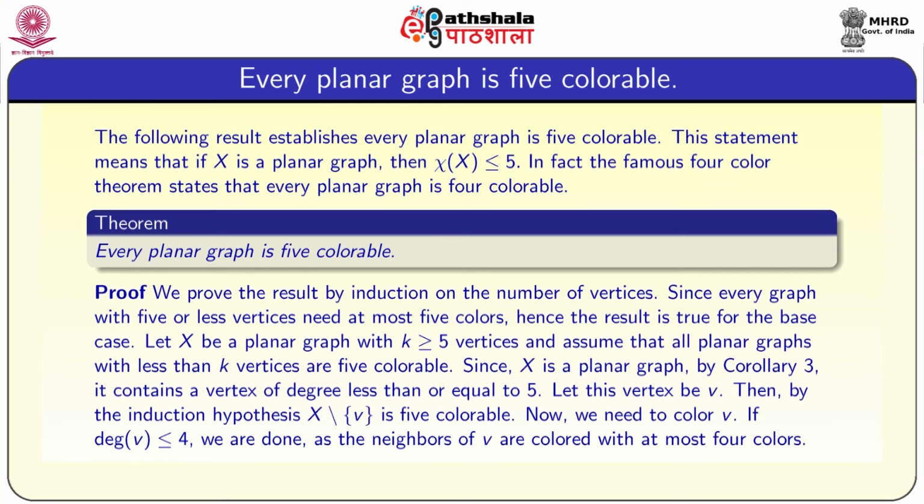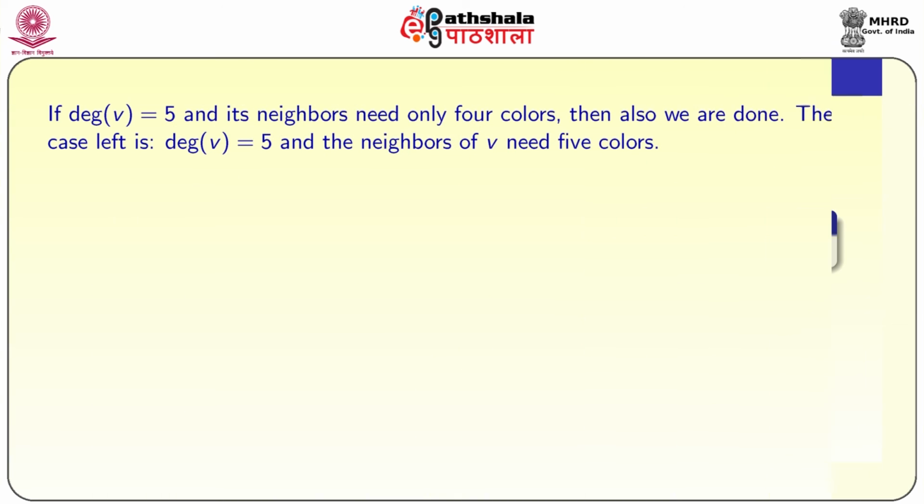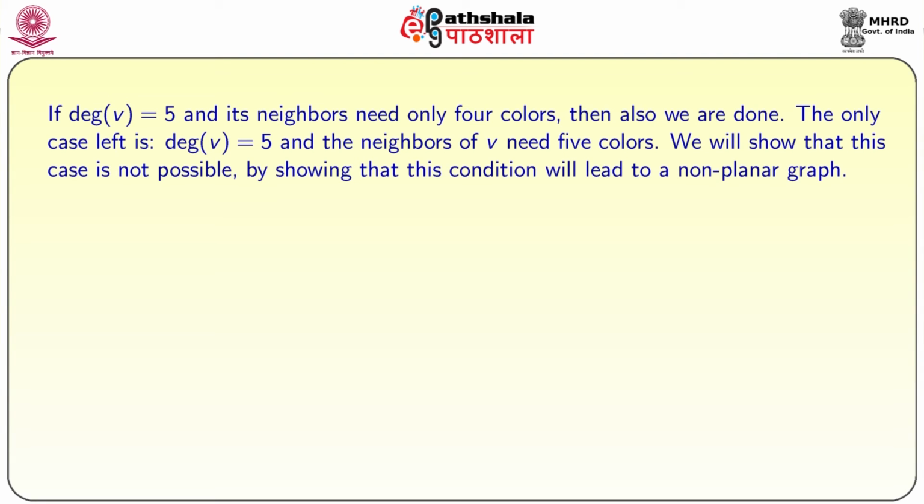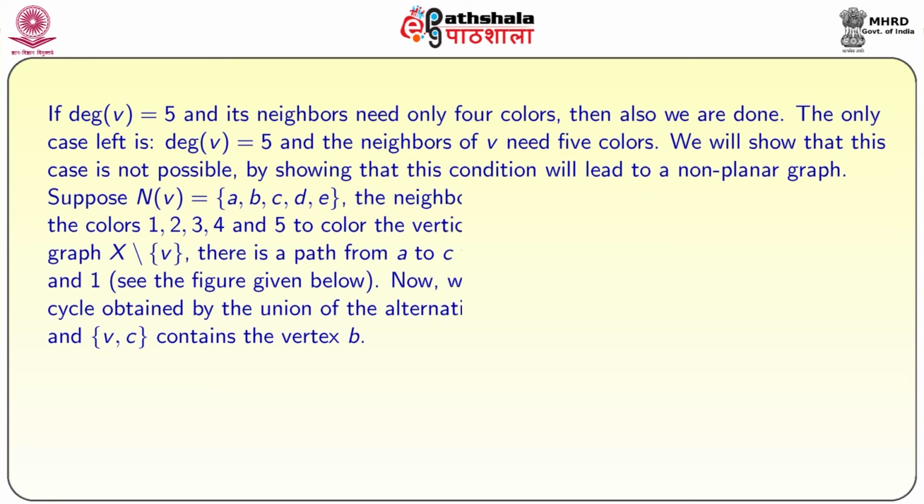Now, we need to color V. If the degree of V is less than or equal to 4, we are done. As the neighbors of V are colored with at most 4 colors, the fifth color can be used to color the vertex V. If the degree of V equals 5 and its neighbors need only 4 colors, then also we are done. The only case left is that the degree of V equals 5 and the neighbors of V need 5 colors. We will show that this case is not possible, because this condition would lead to a non-planar graph.